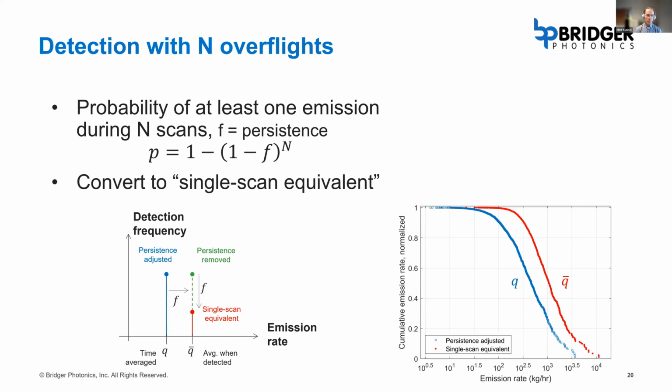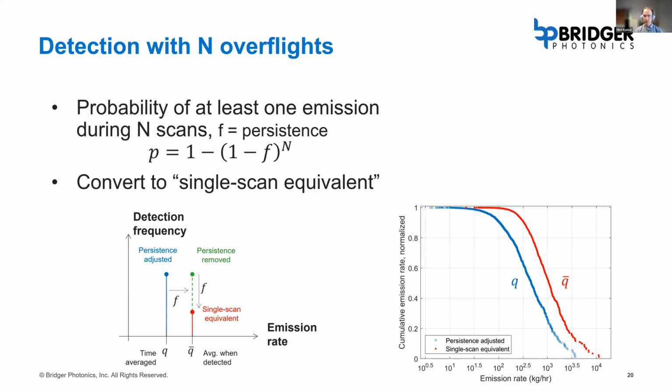So starting from the blue point on the density curve, or the detection frequency curve shown at the bottom, you can then divide that by the persistence in order to get the average rate when detected. Okay. Now that we've done that, we need to make sure to adjust the density by the frequency.